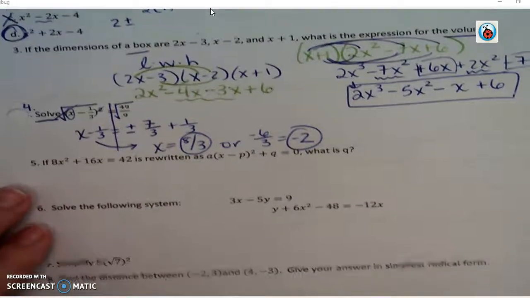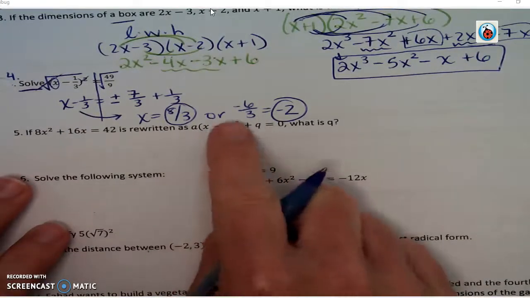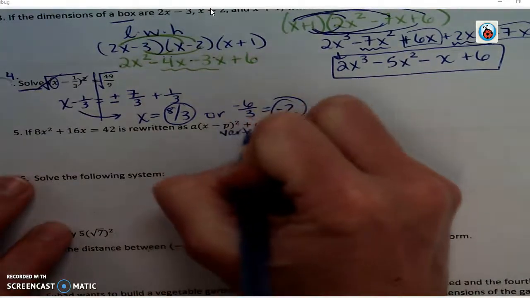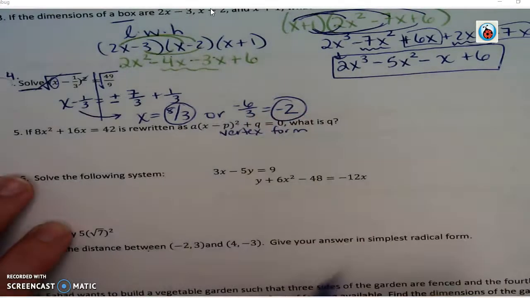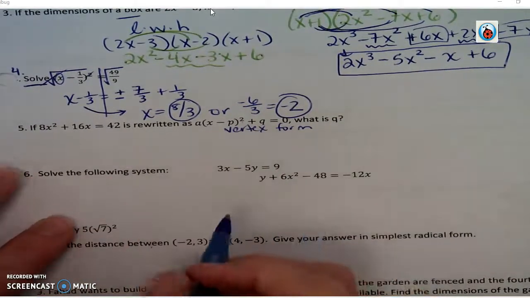Number 5, if 8x squared plus 16x equals 42 is rewritten as a(x minus p) squared plus q equals 0, what is q? So this is vertex form. So that's what I need to complete the square. To go from standard to vertex, you're going to complete the square.